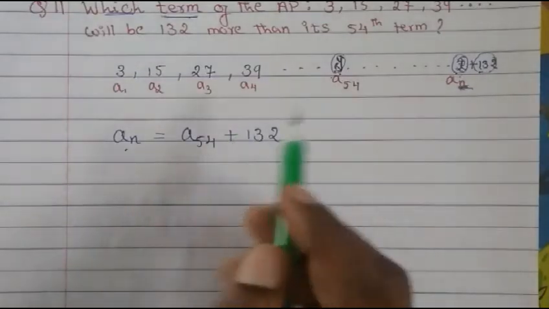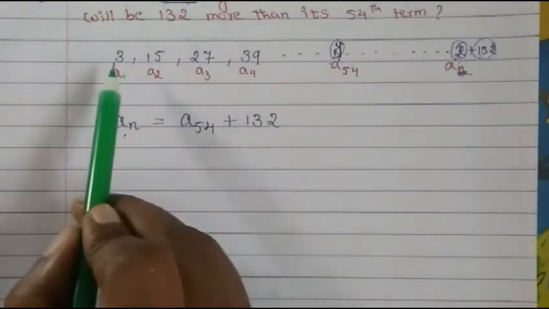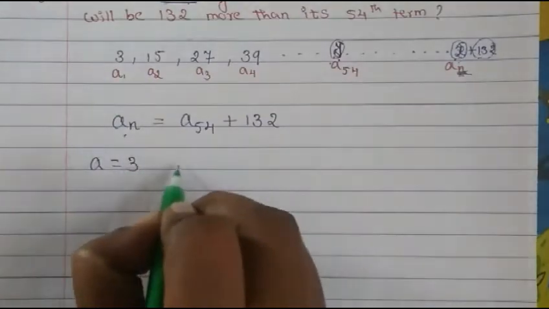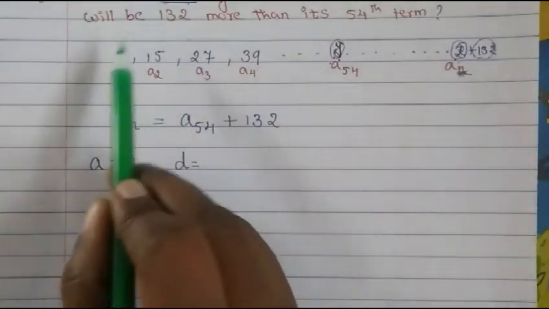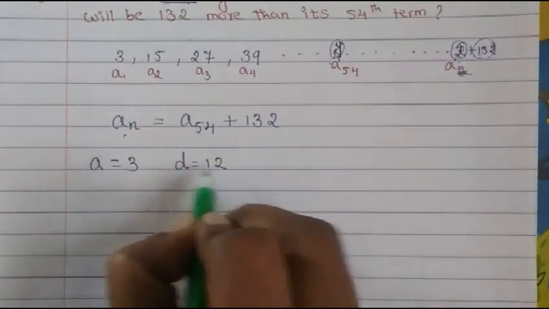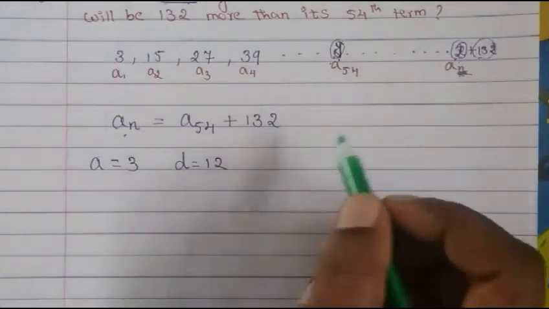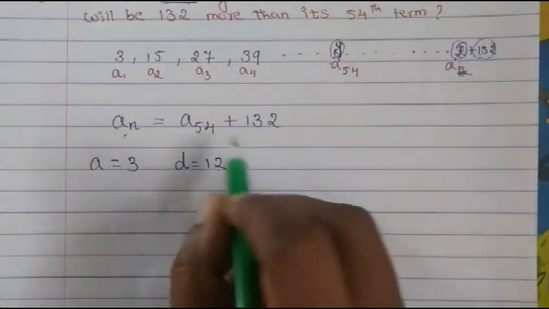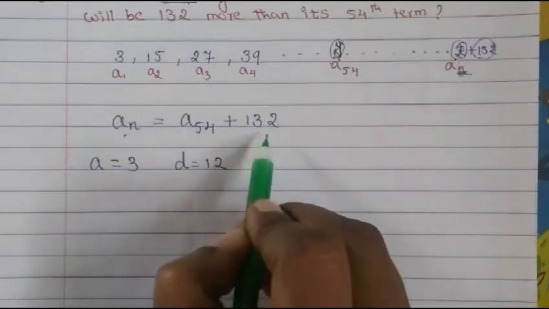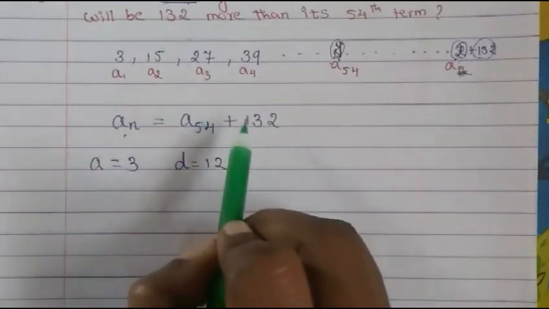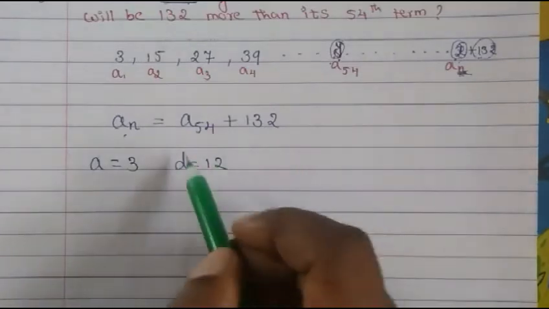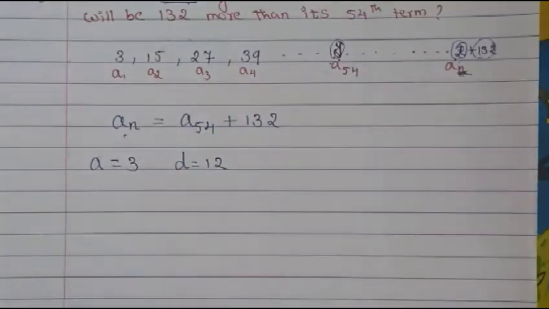Okay. So now let's write down the values. First write down the A value. A is given to us as 3. Then D. D is what? A2 minus A1. So 15 minus 3 will give us 12. And then AN we don't know, so we have to find it out. But AN is equal to the 54th term plus 132. Together it will be the nth term. So now let's write down this equation.